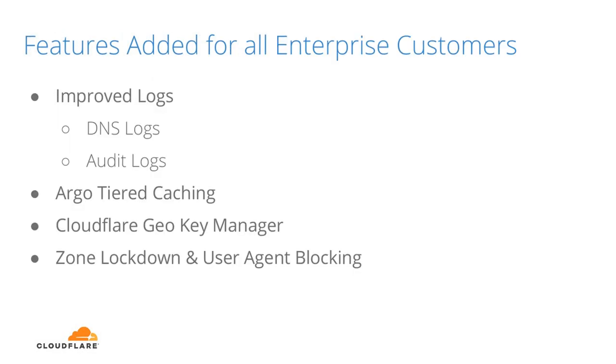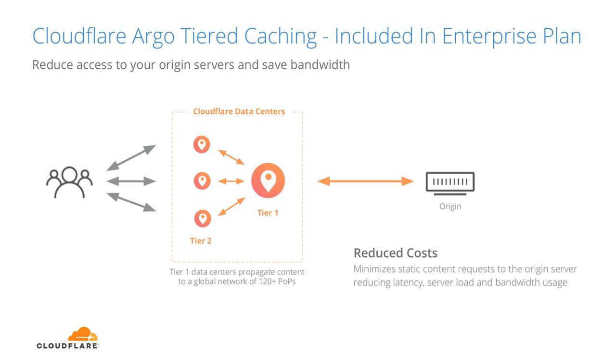Awesome. A couple other features to go over real quick. Argo tiered caching, Cloudflare Geo Key Manager, and Zone Lockdown. Can you run through those as well? Sure. Yeah, I'll run through this. So Argo, we will talk a little bit more about smart routing going along with Argo in a second. We'll talk about Argo Tunnel as well.